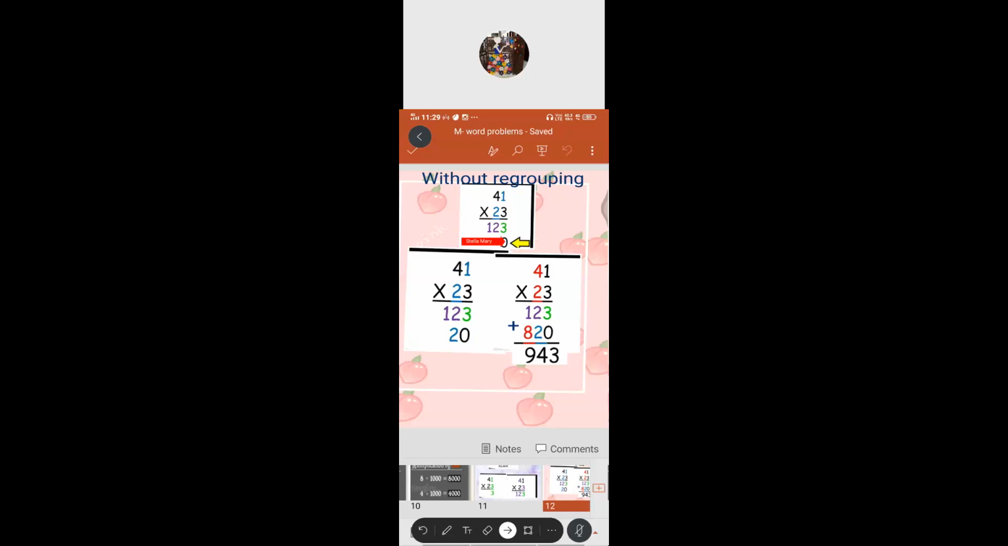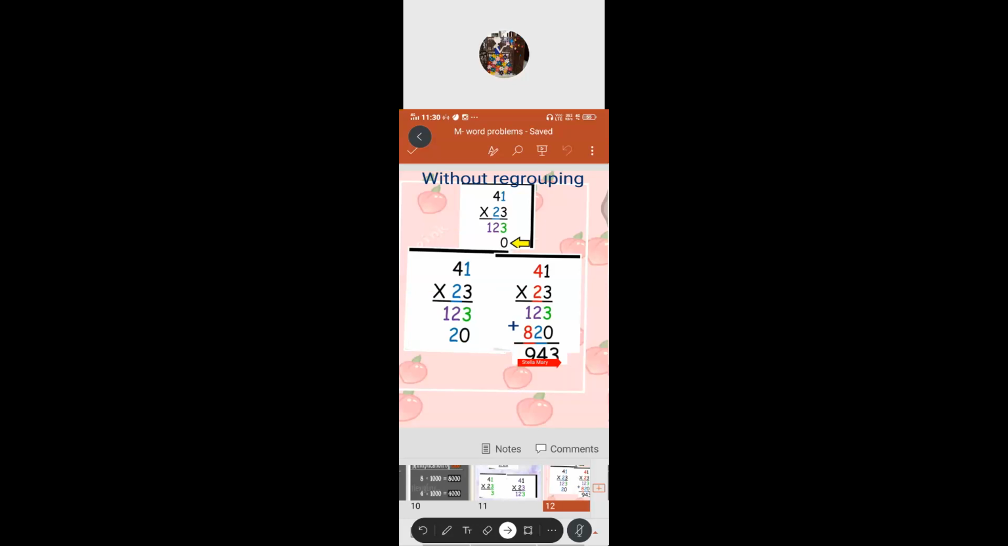Got it? Then the third step. What is the third step? You are finding the answer. The first product, the answer you got from the ones digit, is product 1. The second one, by the tens digit, is product 2. Now we get the final result. The final product, the final answer, is if you add product 1 plus product 2.